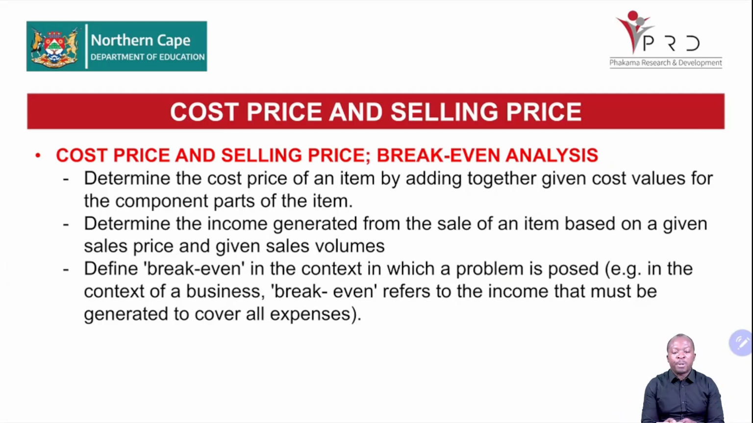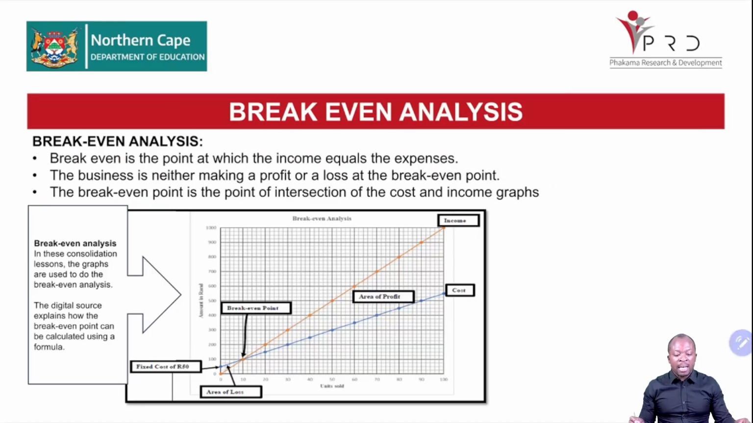Now let's look at another aspect of the exam. We are talking of cost price and selling price, as well as break-even analysis. Like I've been saying, when we talk of break-even point, we are talking of where the income is equal to the expenditure or the expenses. So when the graph is drawn, where the two lines cross, where the two lines intersect, is what we call our break-even point. Meaning on the left side of the break-even point, we get a loss, meaning we are not making a profit. But if we manage to go onto the right side, then we are going to make a profit.